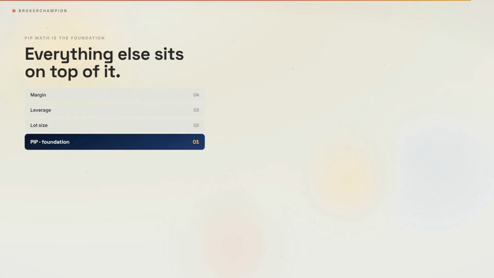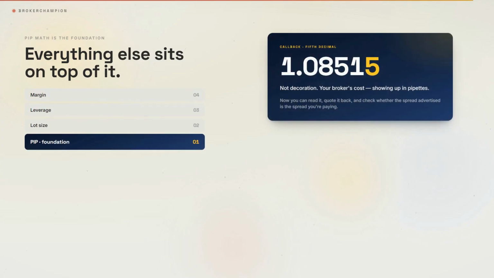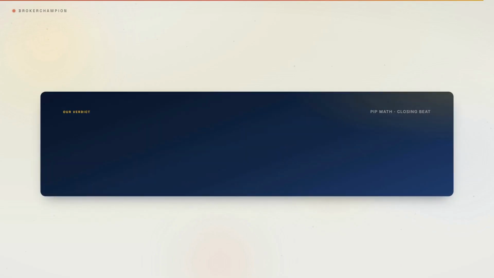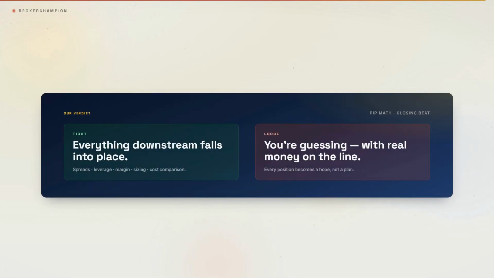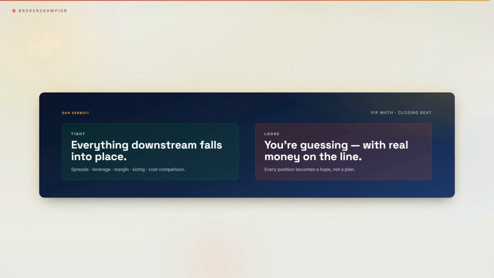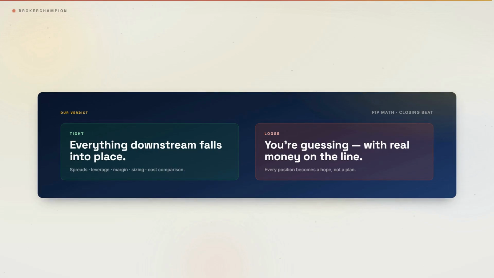And remember that 5th decimal on your chart at the very start? That's not decoration. That's your broker's cost showing up in pipettes. And now you know how to read it, quote it back, and check whether the spread being advertised is the spread you're actually paying. Get pip math tight and everything downstream, spreads, leverage, margin, position sizing, cost comparison across brokers falls into place. Get it loose and you're guessing with real money on the line.